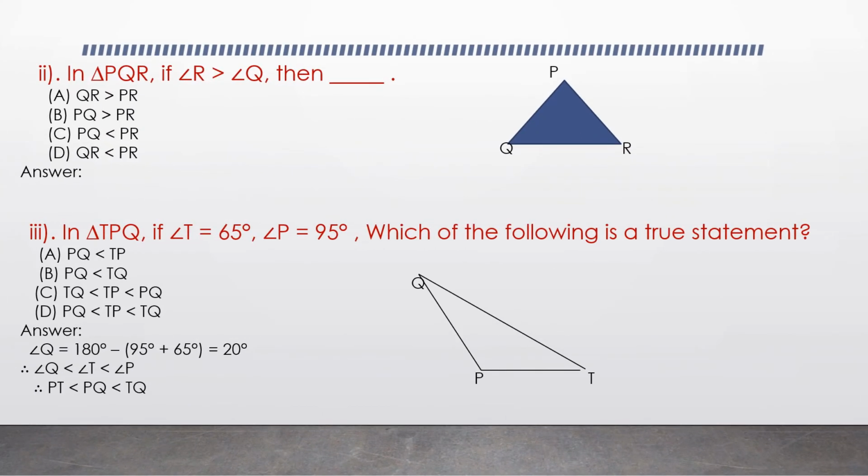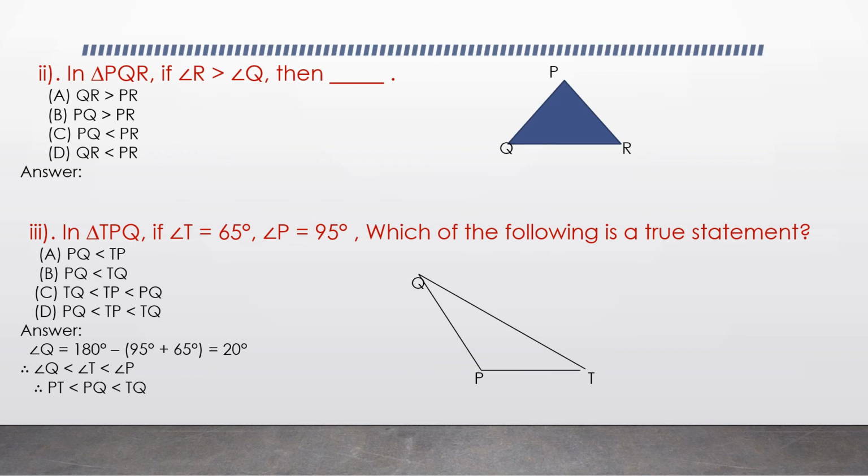Question number 2. In triangle PQR, if angle R is greater than angle Q, then dash. That means we have to find which side is the greater side and which side is the smaller side. So far we have learned the properties of inequality of the sides and angles of a triangle. The property is that the side opposite to the greater angle is greater than the side opposite to the smaller angle.